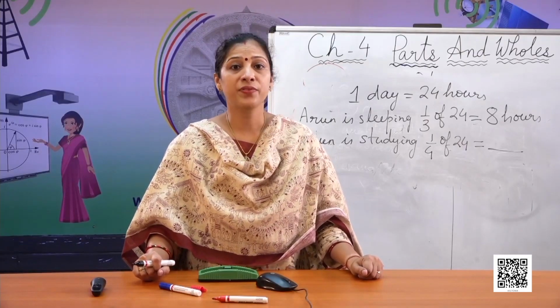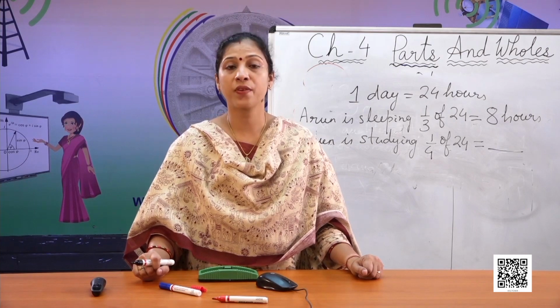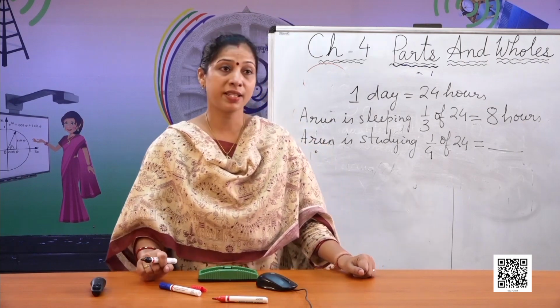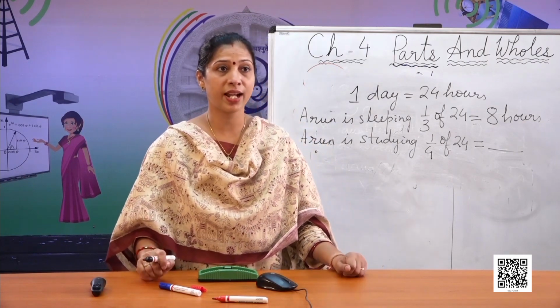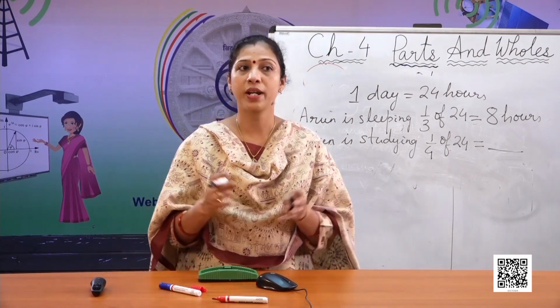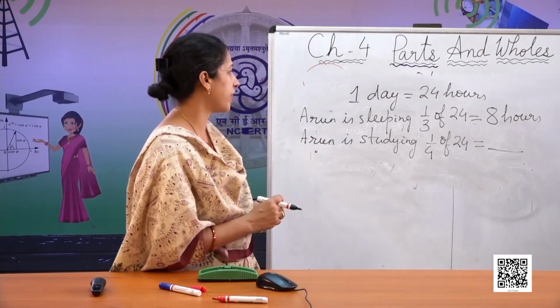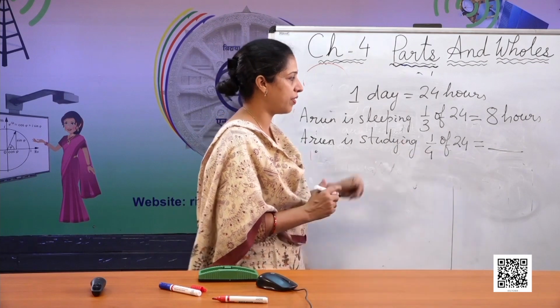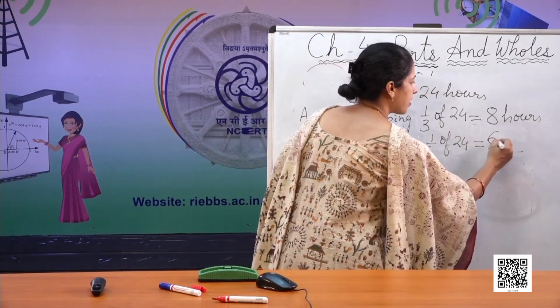So what part of the day does he use for other activities? Let's find out how many hours he is using for other activities. Then we can find out what part of the day it is. For that, let's find out. Arun is studying 1/4 of 24 hours. That is 6 hours.